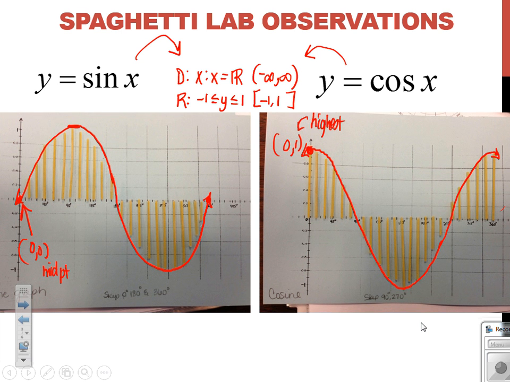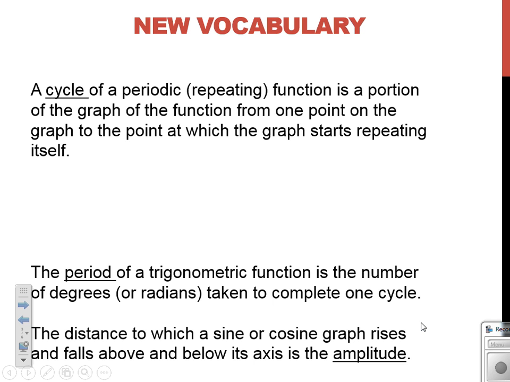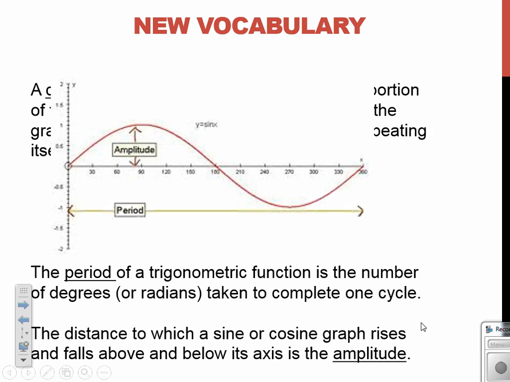Now let's go ahead and talk about some vocabulary. A cycle of a periodic or repeating function is a portion of the graph of the function from one point on the graph to the point at which the graph starts repeating itself. So if you look at this graph, the point at which it starts to the point at which it starts repeating itself, that is a cycle. Okay? It's also called a period.